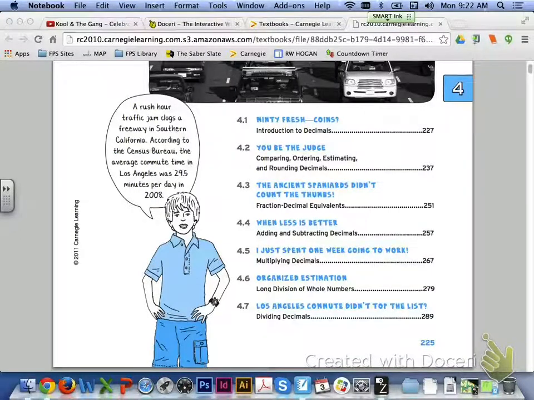As you can see from the lessons in Chapter 4, we are going to be introduced to decimals in 4.1. We will be comparing, ordering, estimating, and rounding decimals. We'll look at fraction decimal equivalents. And then finally, to finish off Chapter 4 with the last 4 lessons, we'll be adding, subtracting, multiplying, and dividing with decimals.